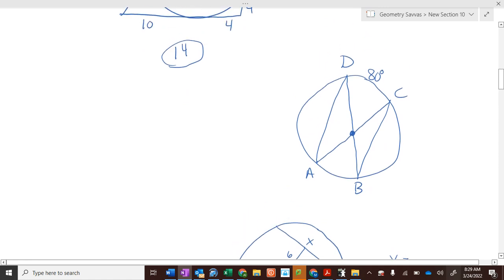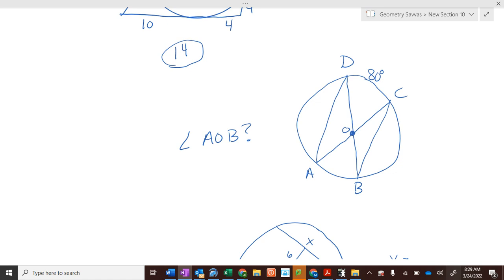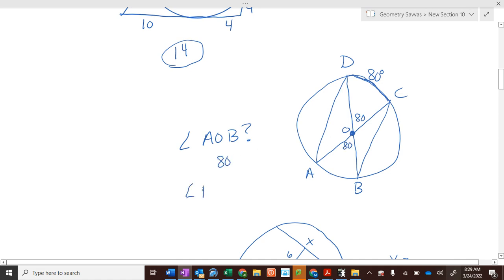All right. How big is angle AOB? How big is angle AOB? 40 degrees? And the answer is not so fast, my friend. It is 80 degrees. The central angle is equal to the arc. Okay, here's the arc. The central angle is equal to it. Well, what type of angles are these two angles? Vertical angles. So this is 80 as well. So AOB is 80. What is angle DAC?